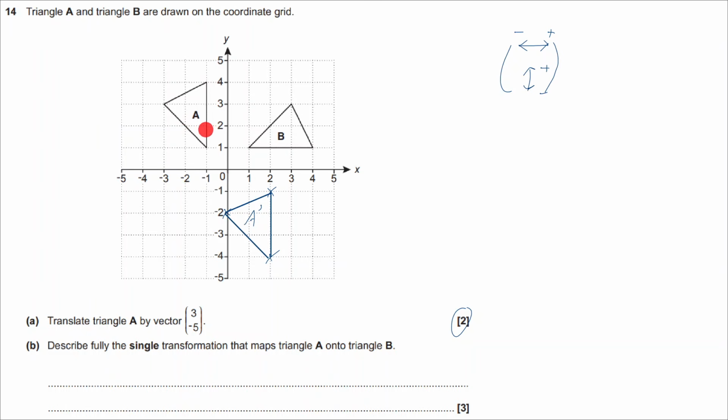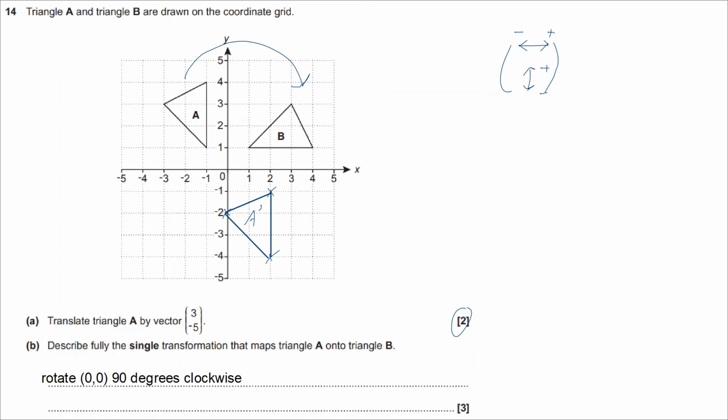Part B, I can't really do it because to describe the single transformation that gets A to B, it's going to be a rotation. What you need here is tracing paper. And if you were to rotate this, I can't show you this unfortunately, so I'm just going to have to type it up for you guys. You need tracing paper, but if you rotate the shape about the center 0, 0, 90 degrees clockwise, you would go from shape A to shape B.